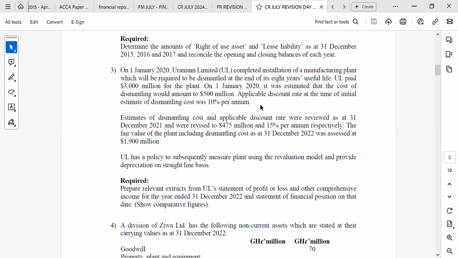So this is about reassessment of dismantling costs. On 1st January 2020, the company completed an installation of a manufacturing plant, which would be required to be dismantled at the end of its 8 years useful life. The company paid $3,000 million for the plant. It was estimated that the cost of dismantling will amount to $500 million, and the applicable discount rate at the time of the initial estimate was 10%.